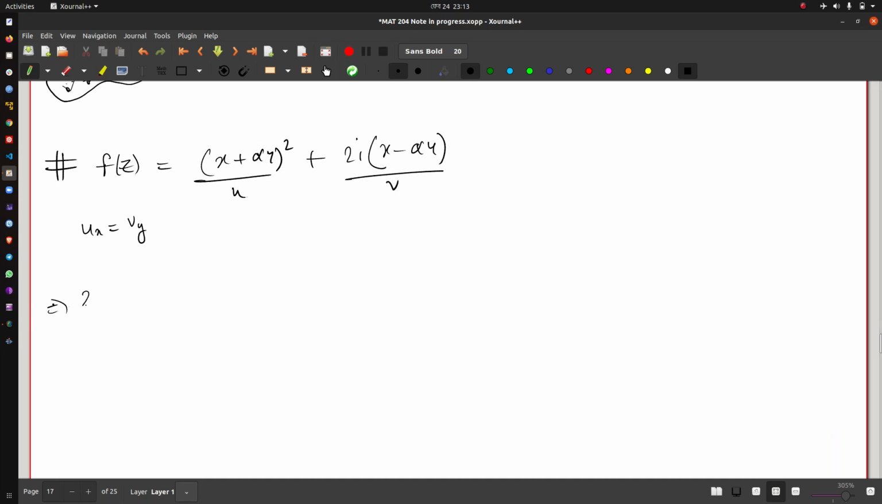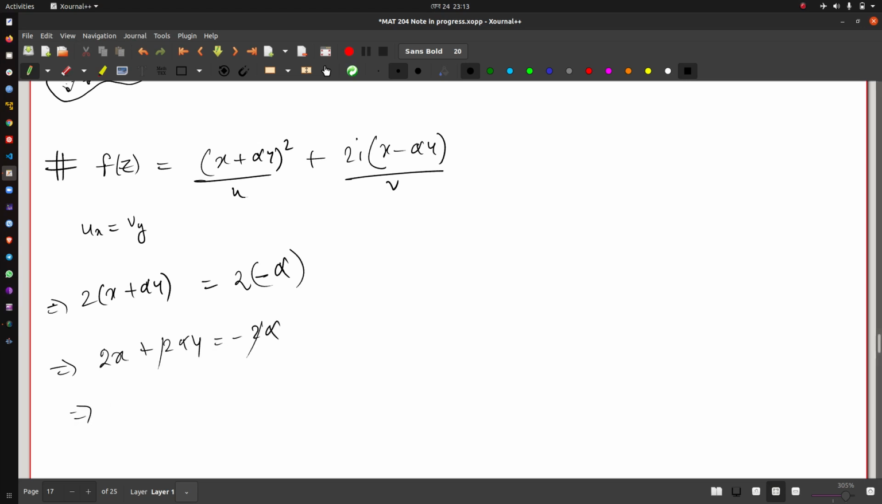Ux would be just 2x plus alpha y, and vy would be 2. You have this x gone because you are taking derivative with respect to y, so this should be a minus alpha like this, and if you solve this, this should give you 2x plus 2 alpha y is equals to minus 2 alpha. So 2 are gone like that.